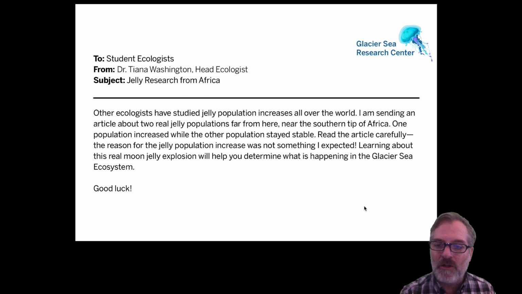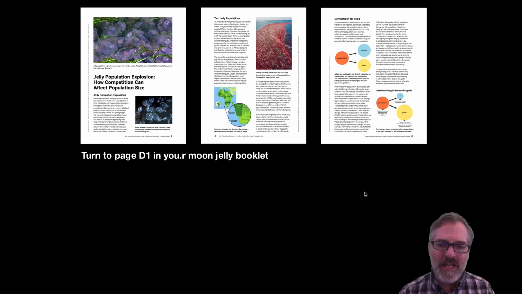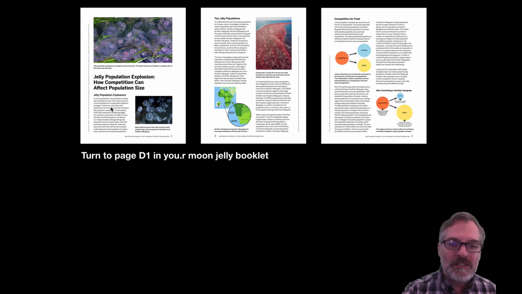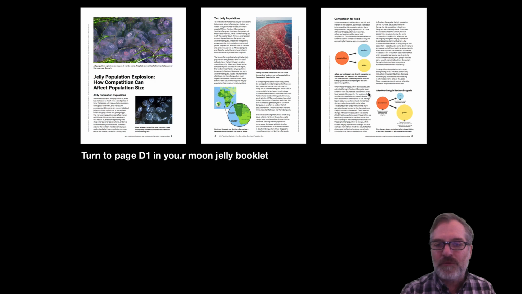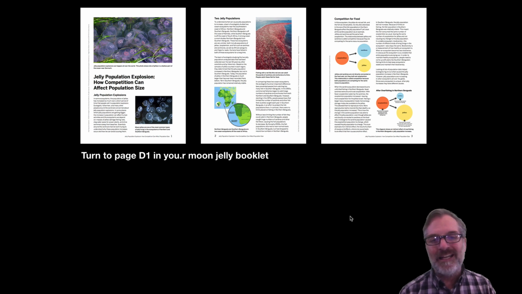So good luck, ecologist. So that's kind of the task. Now, if you would be so kind to go to D1 in your moon, ooh, that little typo right there, in your moon jelly booklet, D1. So this is D1, D2, and D3. So turn all the way in the back of your moon jelly booklet. Go to D1.